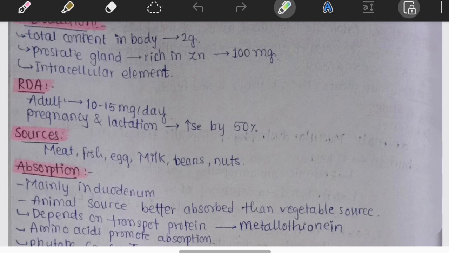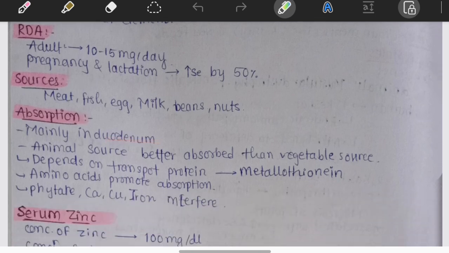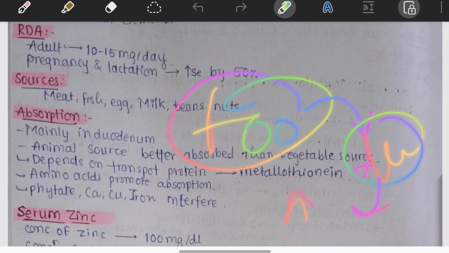Suppose two people consume the same amount of zinc, will both absorb the same quantity? Not necessarily. Let's understand why. The major site of zinc absorption is the duodenum. Once the zinc enters the intestine, it doesn't simply diffuse into blood. It requires a transport protein, that is metallothionein. Think of metallothionein as a carrier that safely binds zinc and helps regulate its movement inside the intestinal cells. First, we take food, then it is absorbed in the duodenum. There is one carrier protein, metallothionein. Then zinc is absorbed into the blood, and finally goes to the body tissues.